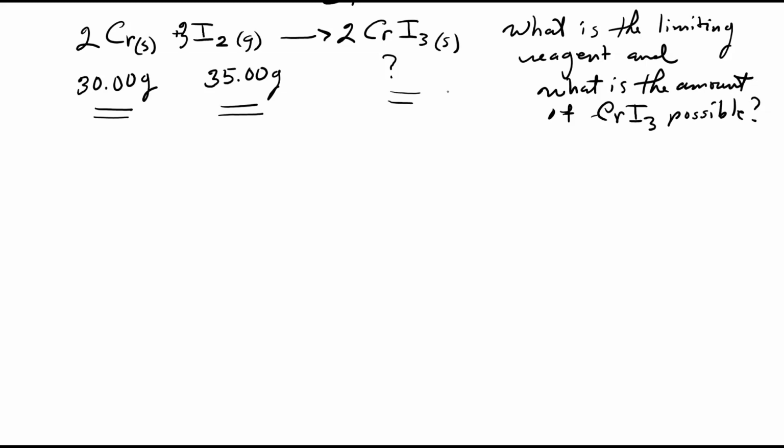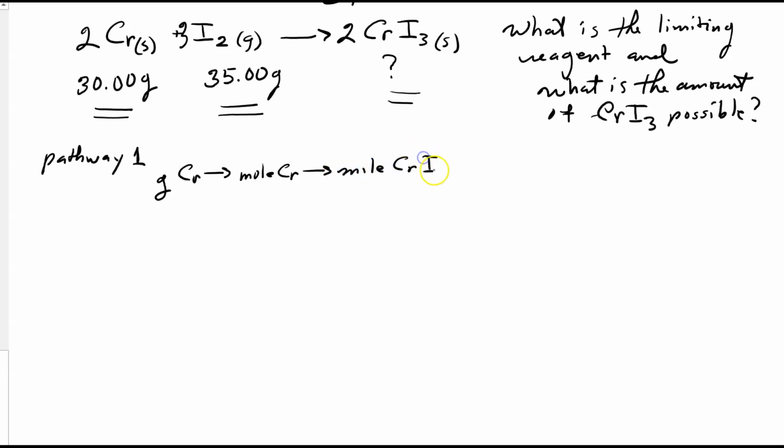So let's set it up like we have before. Now, in this case, we actually have two pathways. We'll say pathway 1 simply goes like this, just like before. We have grams of chromium to be converted to moles of chromium, which is then converted to moles of CrI3, which is then converted to grams of CrI3.